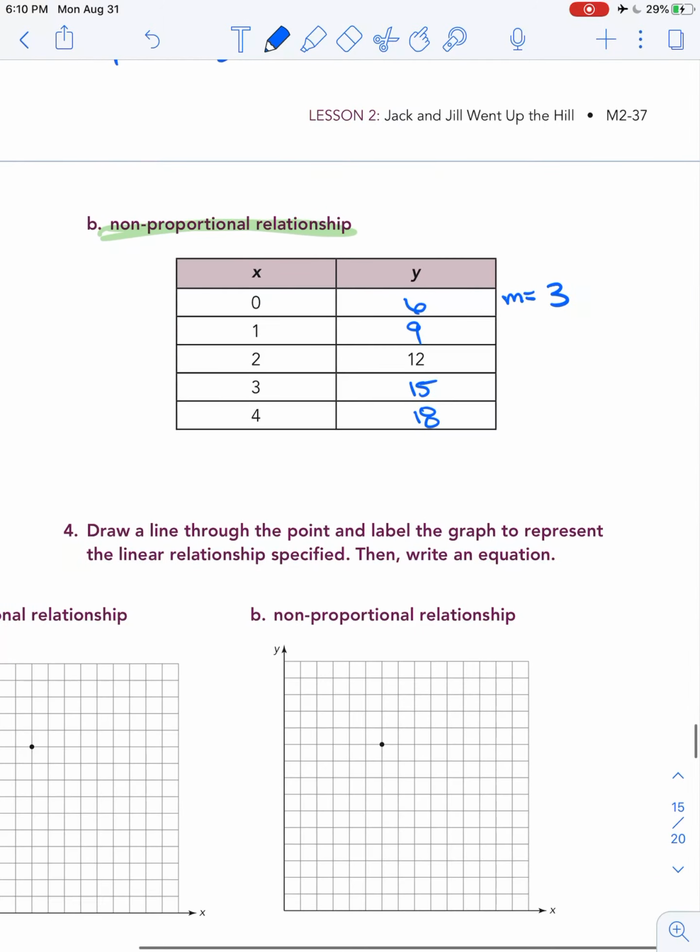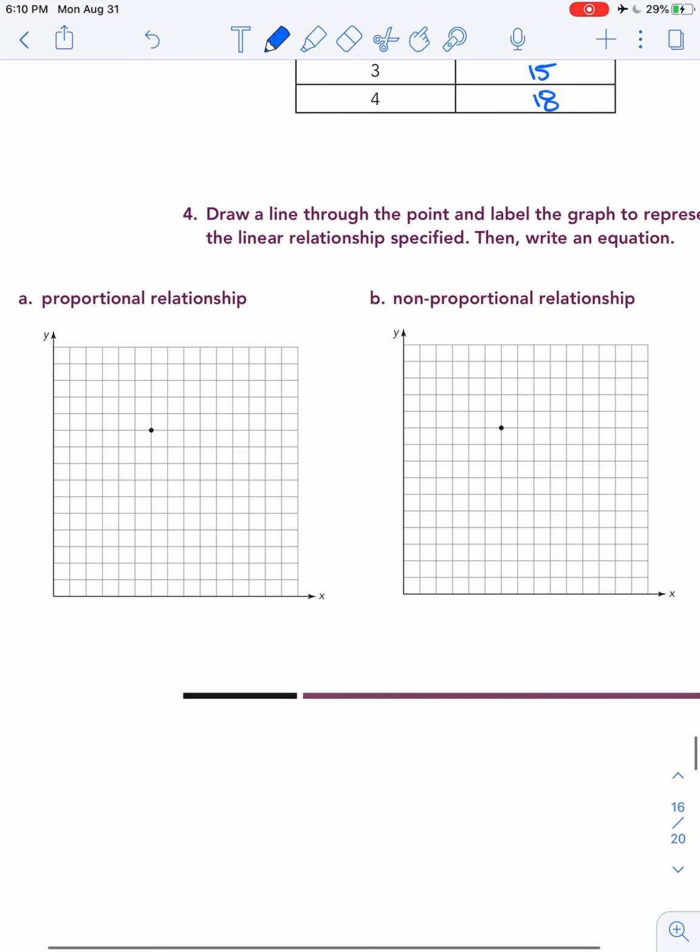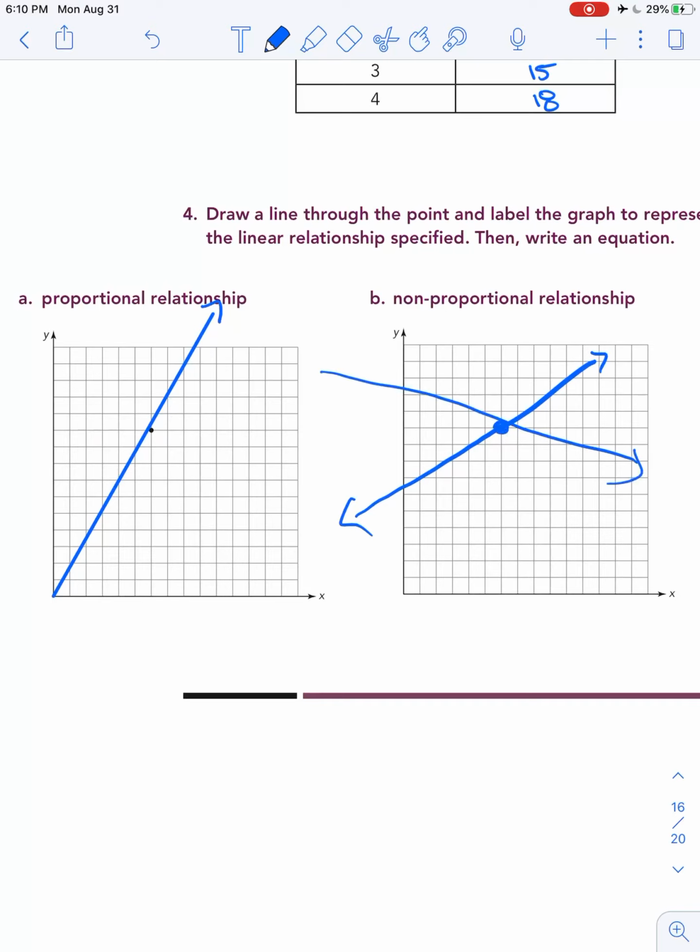You could have picked negative numbers if you wanted. Now these two things, they want you to draw lines that are non-proportional and proportional. So this first one, if it's proportional, it automatically has to go through 0, 0. Voila. This one, non-proportional, I think the dot is right here. I'm going to make it bigger. It could be any one of these lines. I know those aren't straight, but it could be anything except through 0, 0.